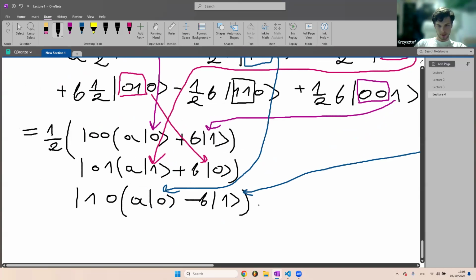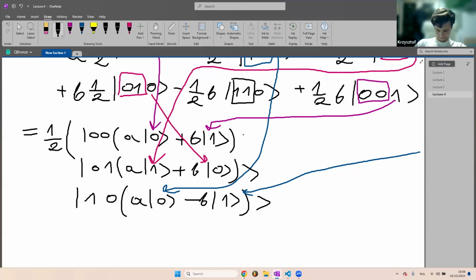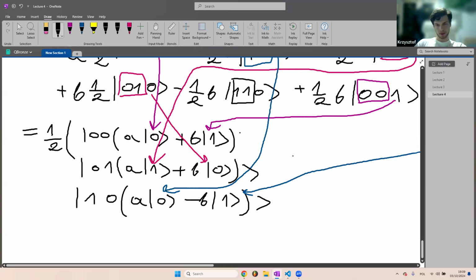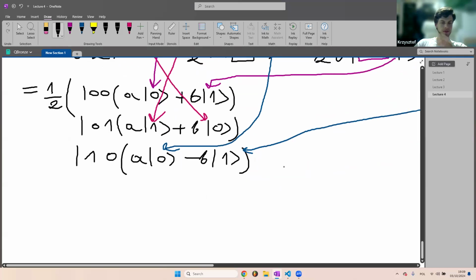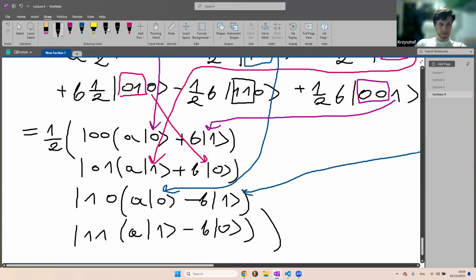And this is also a cat. Don't forget, we shouldn't forget about it. Or we could just drop it. It's only a notation thing. And the last is 1, 1, which is A1 minus B0. Now you can see, and close the parentheses.